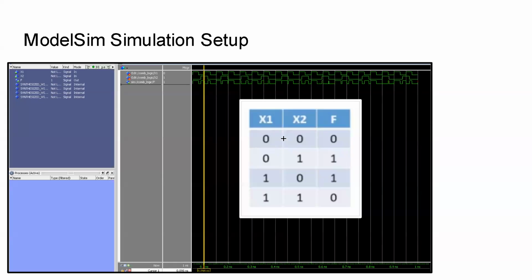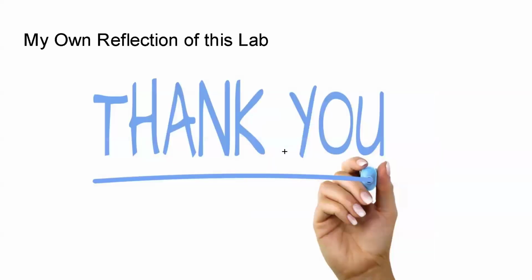Okay, so as you can see, basically our signal here is up, high, 1, and low, 0. And these line up with the truth table that was provided to me by my professor.